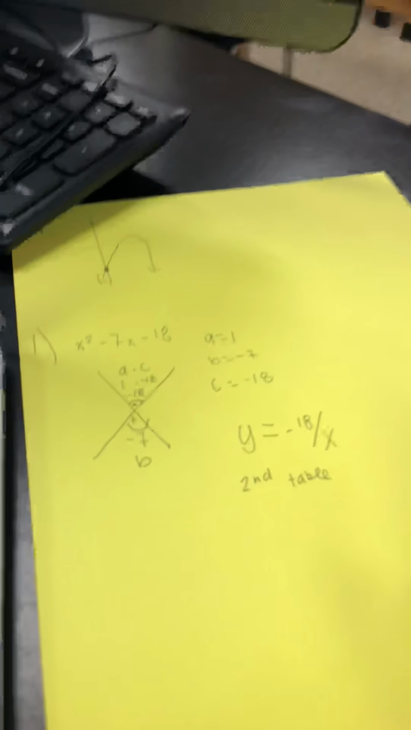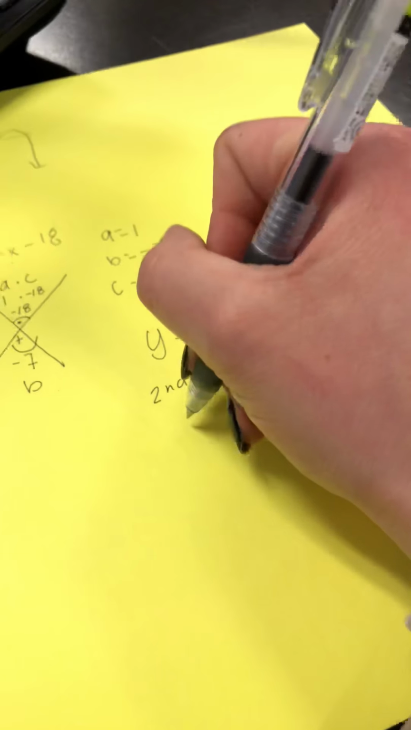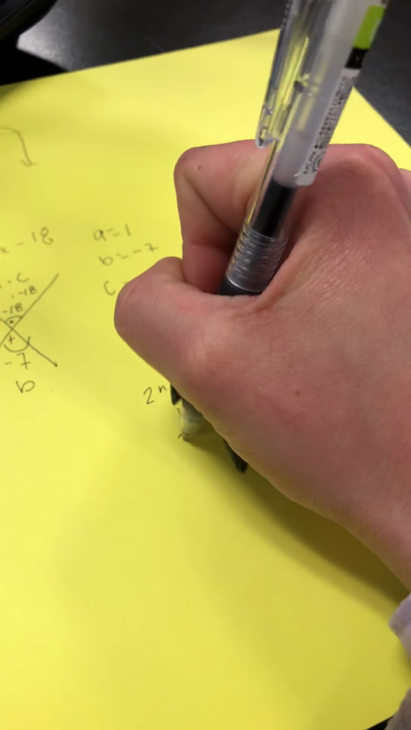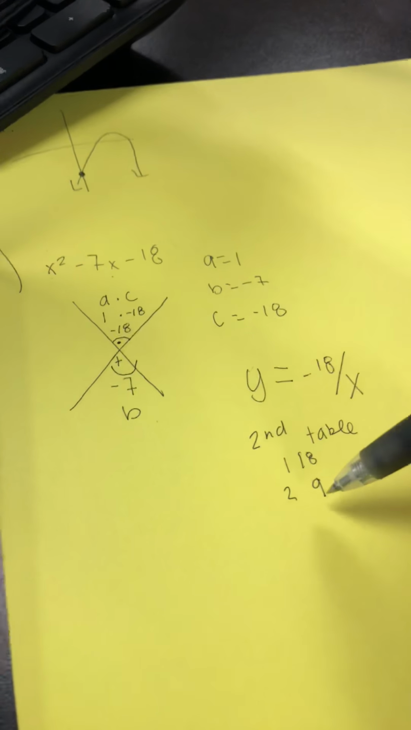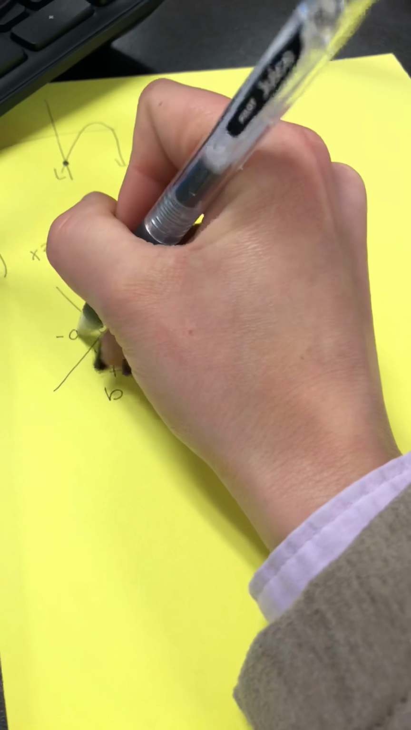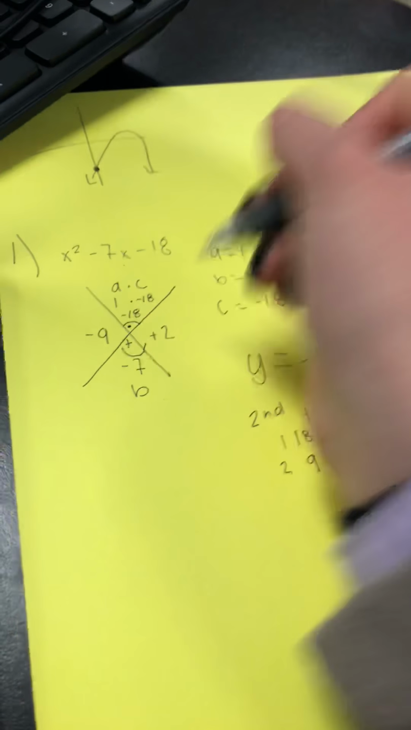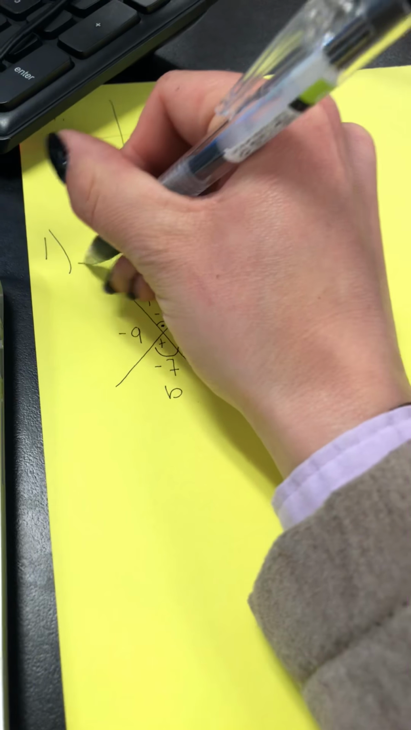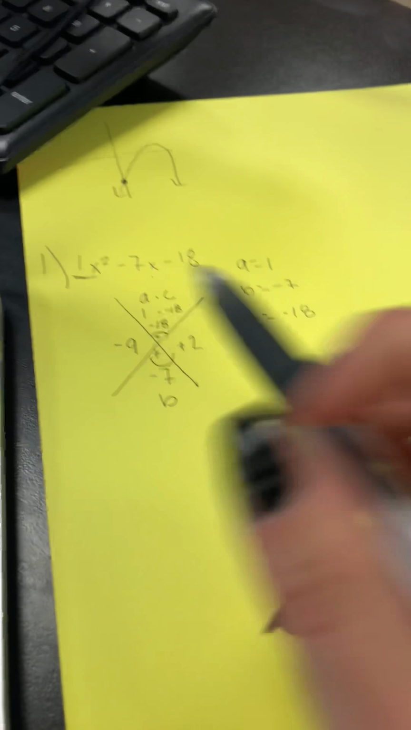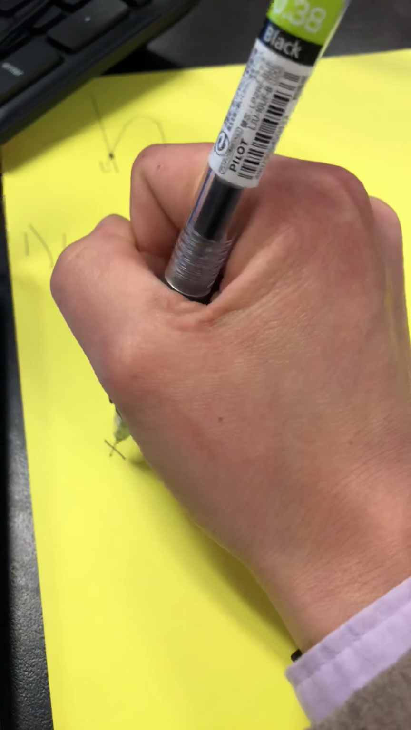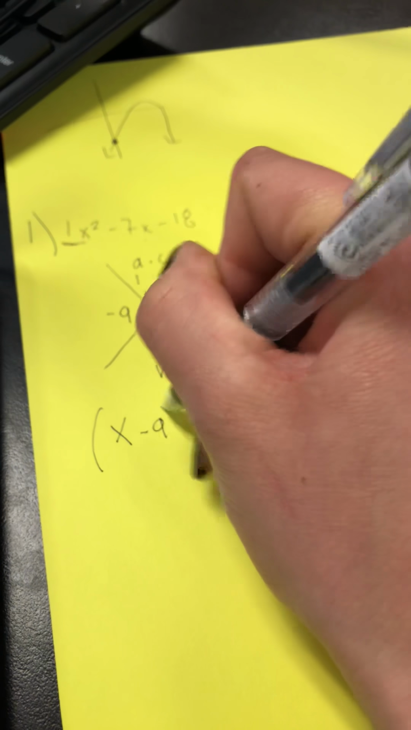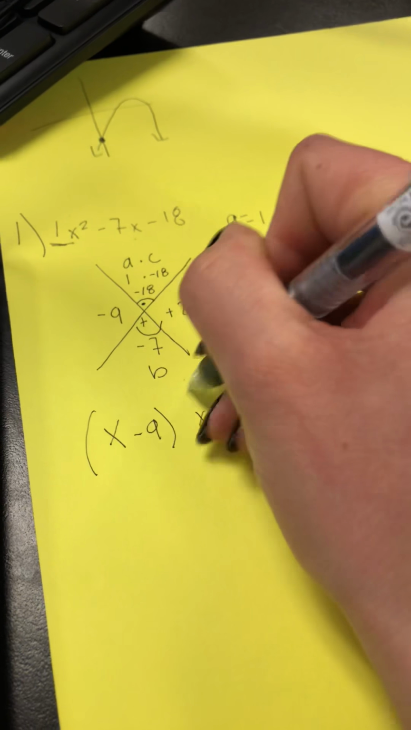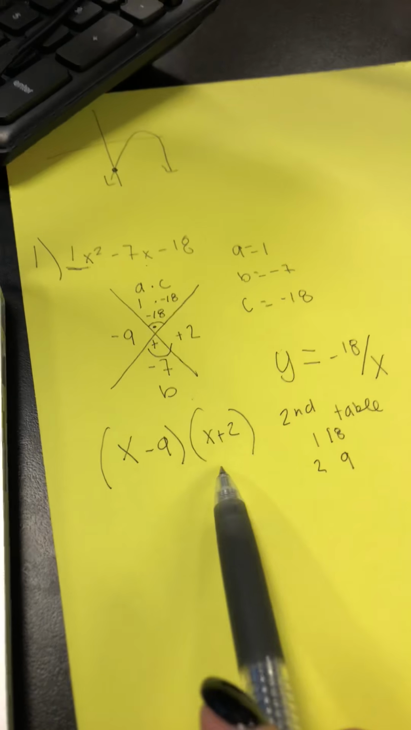Miss Hood's going to do it by hand. My list of factors for negative 18 would be 1 and 18, 2 and 9. Hey, that could equal 7. So I have my negative 9 and my positive 2. My a value in this instance is 1. So I know I can just take my factors and set my factors into the parentheticals with my x. So I have x minus 9 and x plus 2. That is it. That is the answer for number 1.